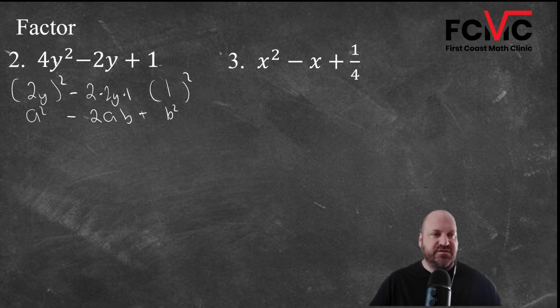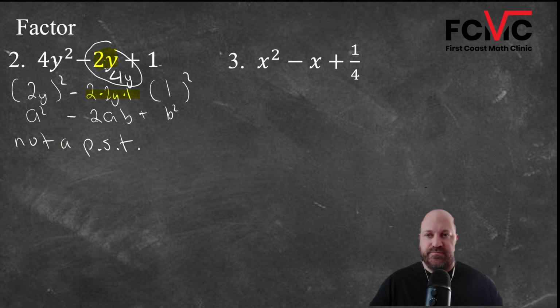Now some of you guys are looking at this already and saying, all right, well, we should get back 2y here. I've got 2 times 2y times 1. We know 2 times 2y times 1 is going to give us 4y, which is not equal to 2y. All right. So because these two terms are not equal, 2 times a times b does not give us back that middle term. This is not a perfect square trinomial. All right, so we're not going to be able to factor this one.